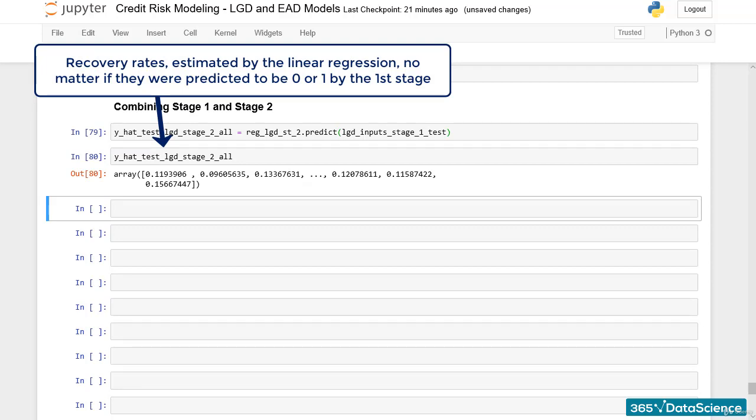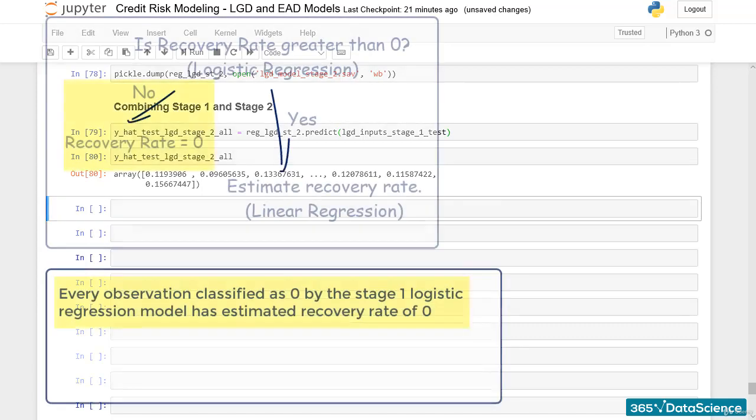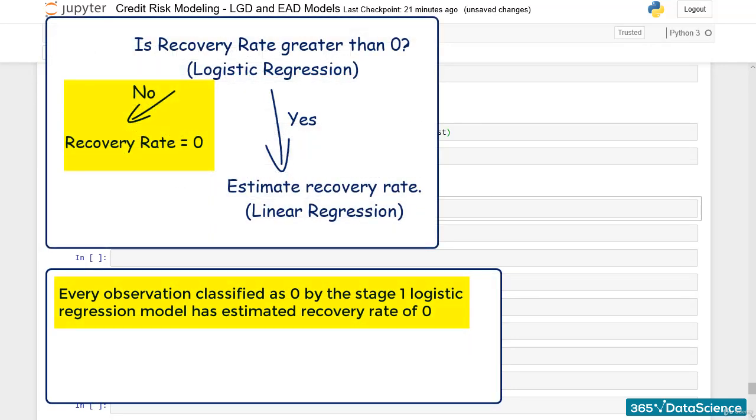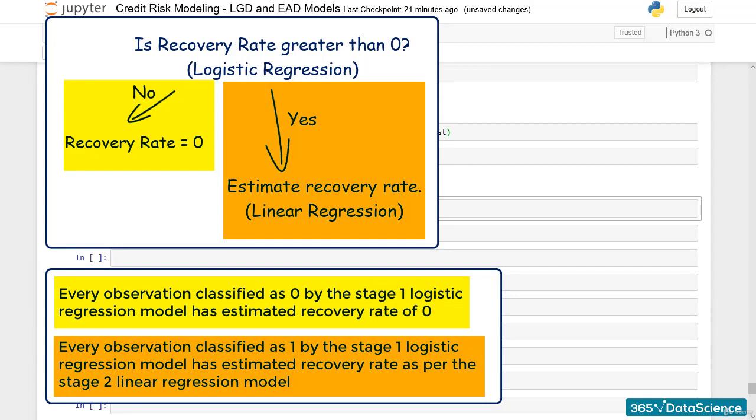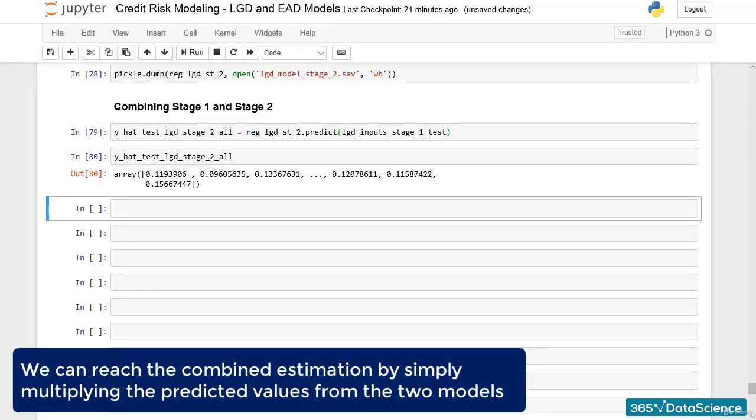The y hat test LGD Stage 2 all variable contains the estimated recovery rates for all observations from the initial test dataset. Now we must obtain the combined predicted recovery rate, applying the Stage 1 model first and then the Stage 2 model. So every observation classified as 0 by the Stage 1 logistic regression model has estimated recovery rate of 0, and every observation classified as 1 by the Stage 1 logistic regression model has estimated recovery rate as per the Stage 2 linear regression model. We can easily reach the final recovery rate predictions by simply multiplying the predicted values from the two models.